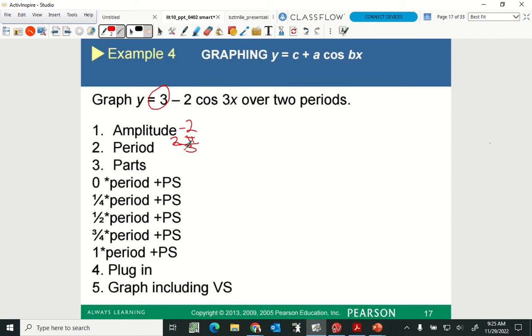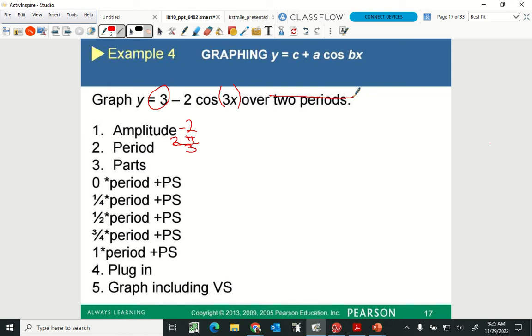Does this one have a phase shift? No, because I only have 3x right there. If I had something else there, like 3x plus pi, that would be a phase shift. But if you notice, I put in the parentheses so we could see it's only that there. And this says over 2 periods. I only want 1. As long as you show all your parts, all I need is 1.